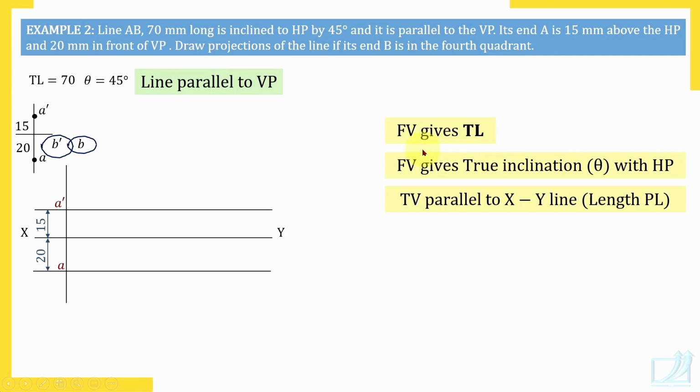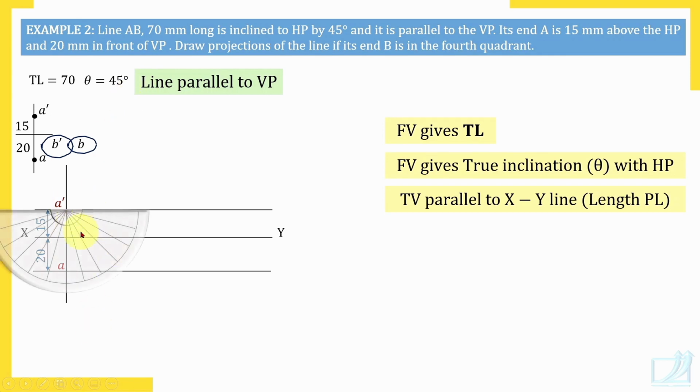And we can draw front view because length of front view is true length, which is known. And inclination of front view is true inclination with HP, and that is also known. Means A dash B dash, A dash B dash is front view. So we can draw now A dash B dash. What is angle of A dash B dash? 45 degrees. So let's measure it.